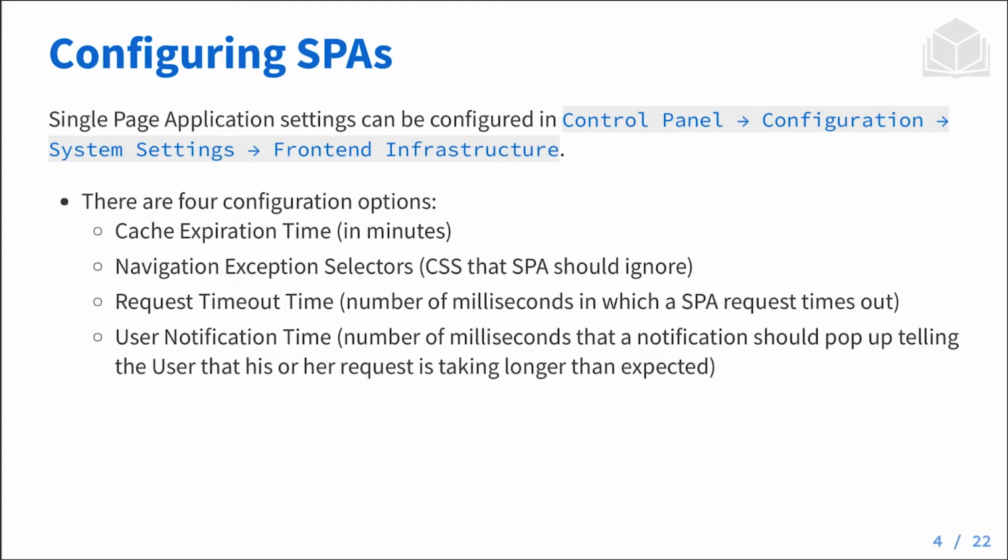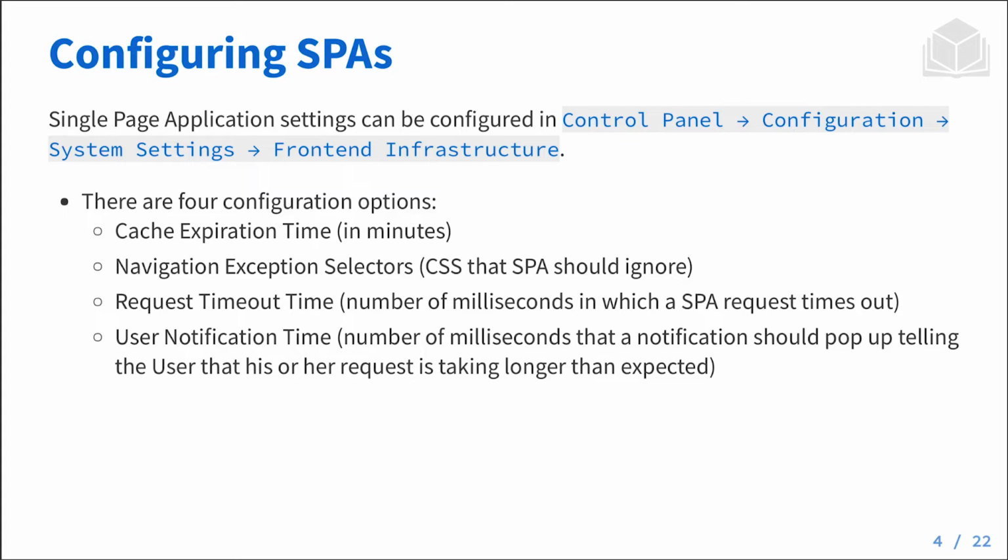All right, now to configure the SPAs in the platform, you need to go to the control panel, configuration, system settings, and then the front-end infrastructure section, okay? There are 4 key configuration options that we have to work with, all right? We have cache expiration times, and that's set in minutes. We have the navigation exception selectors for CSS that SPA should ignore. We have request timeout time, which is going to be a number of milliseconds in which an SPA request is going to time out. And then we have the user notification time.